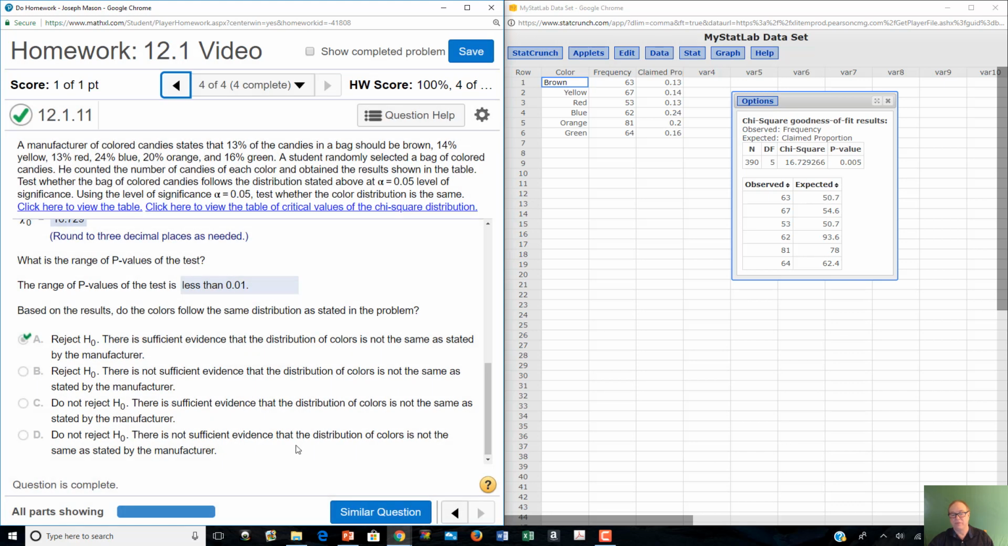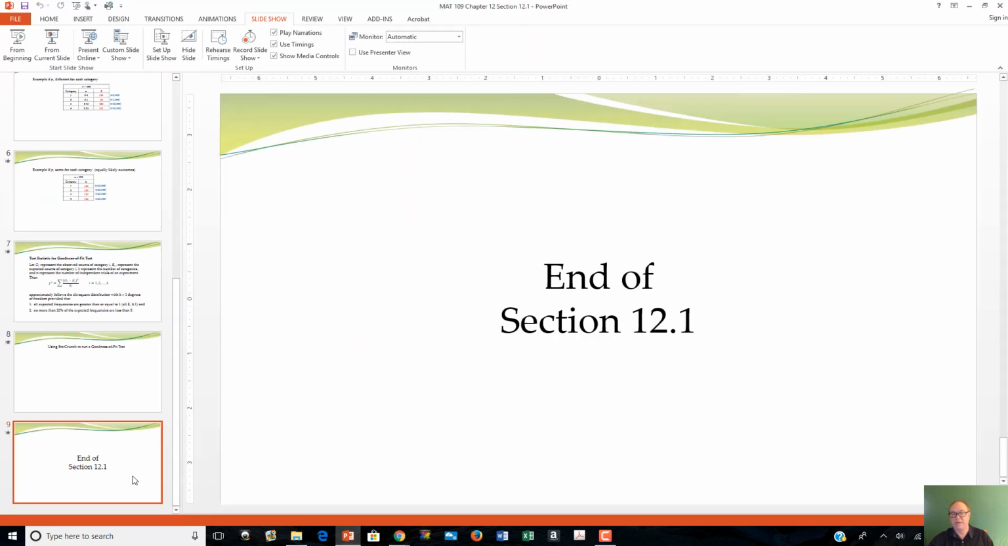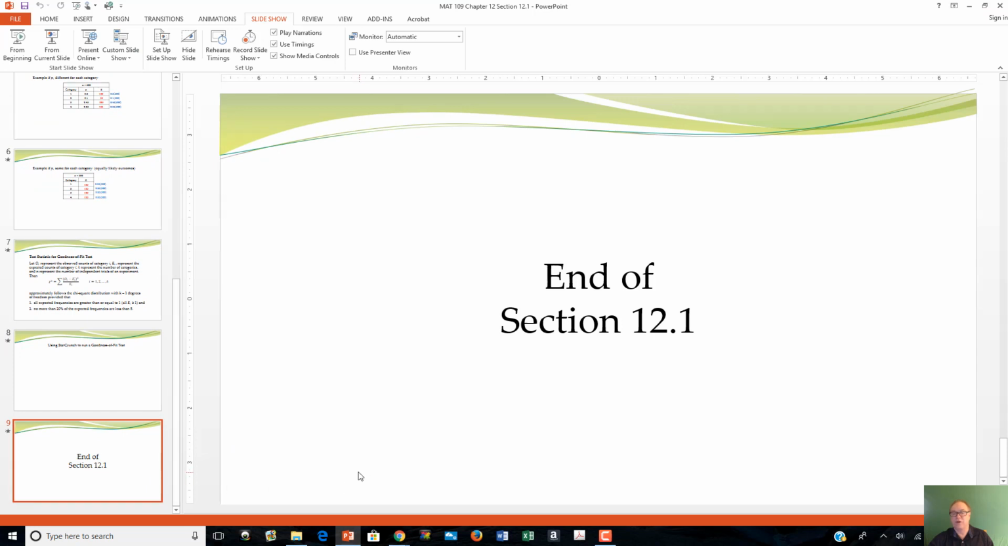Okay. And that gave us some problems to look at using StatCrunch. And that's basically how you'll have to use StatCrunch. So I went through some of it. You may need to go back through some more of it at times. And that basically brings us to the end of section 12.1.